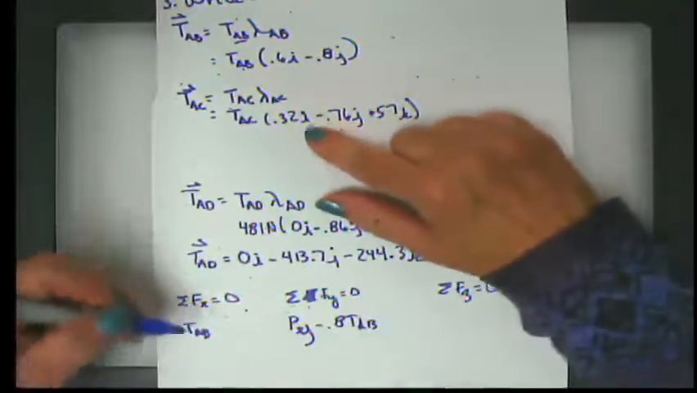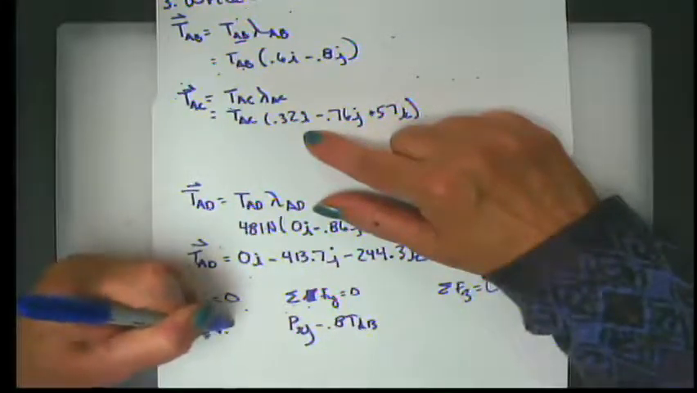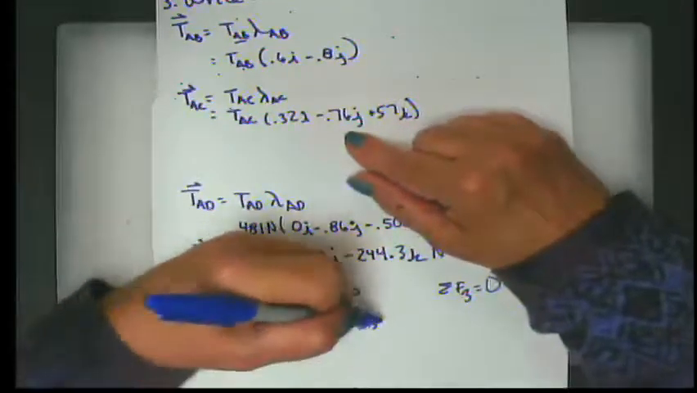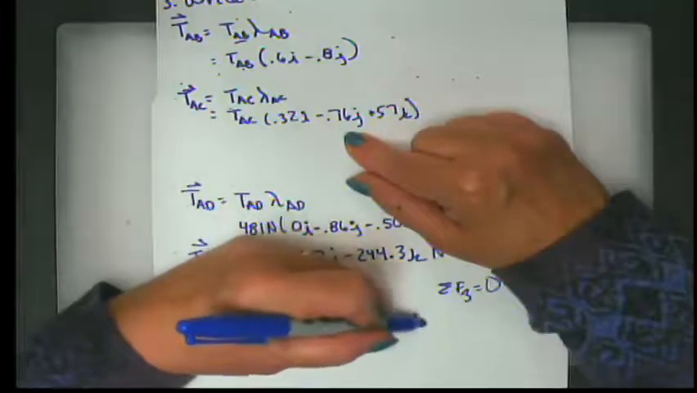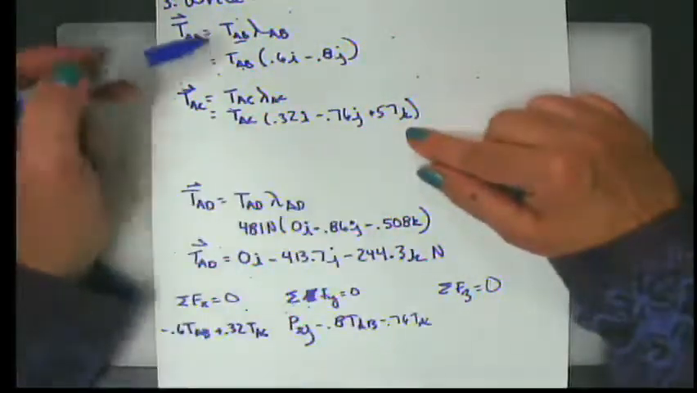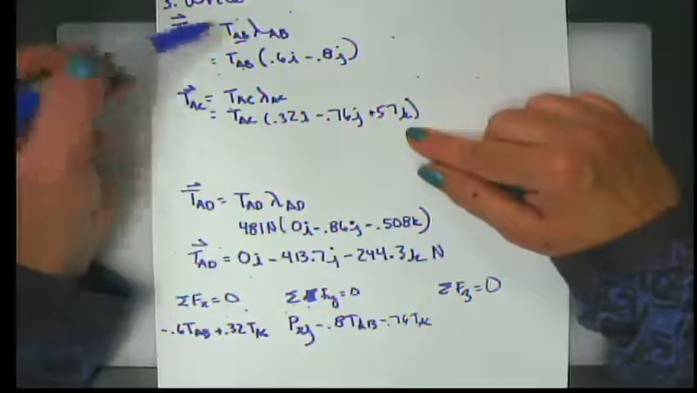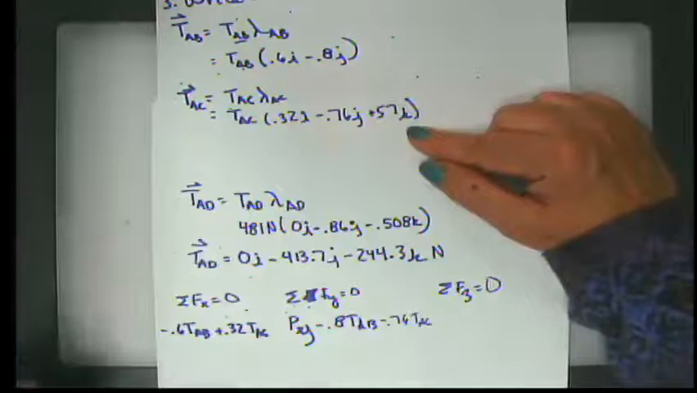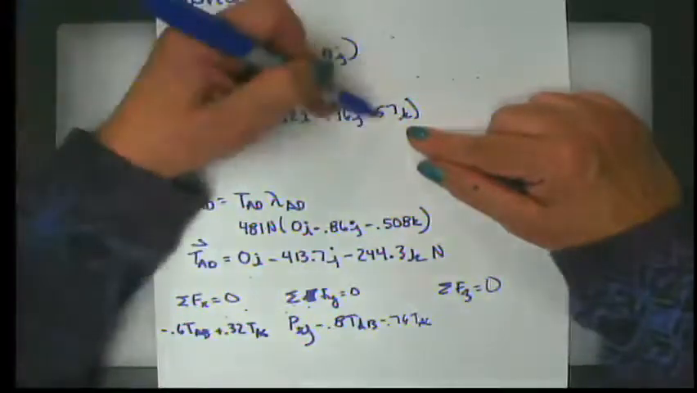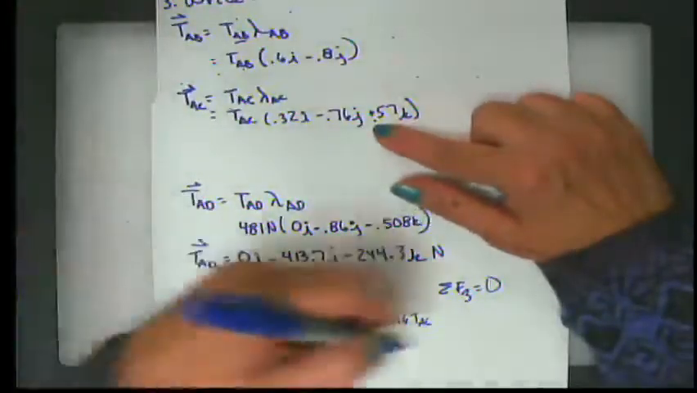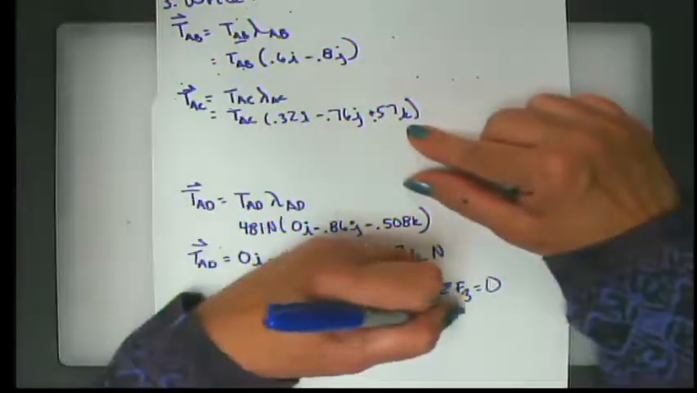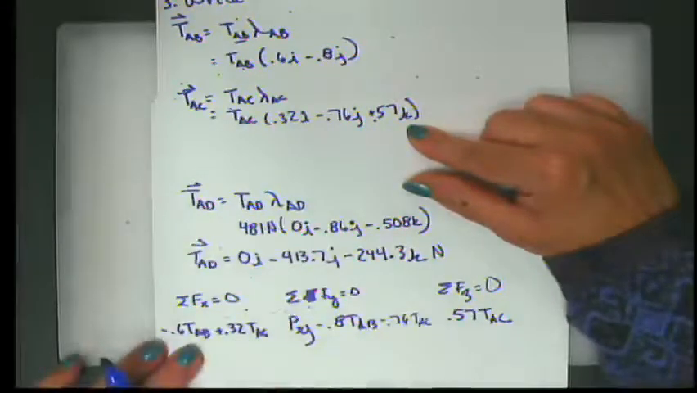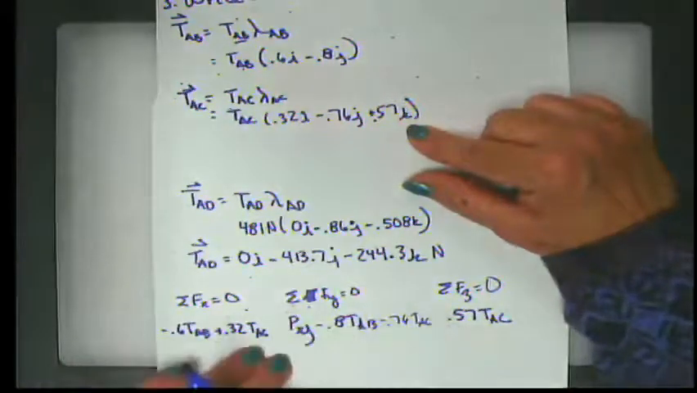So now for AC, we have plus 0.32 TAC. And in the j direction, we have minus 0.76 TAC. And in the k direction, we have, I think I left off that decimal point again, hang on just a second, 0.57. Sorry, I keep dropping a decimal point here for some reason. So this one's going to be plus 0.57 TAC. So I've got my components for AB and AC.